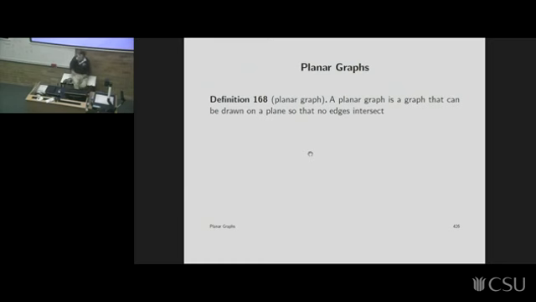So we'll have a break for a few minutes, then we'll come back to planar graphs. The next sort of graph I want to consider is what's called planar graphs. A planar graph is one that you can draw on a piece of paper, on a plane, so that no edges intersect.